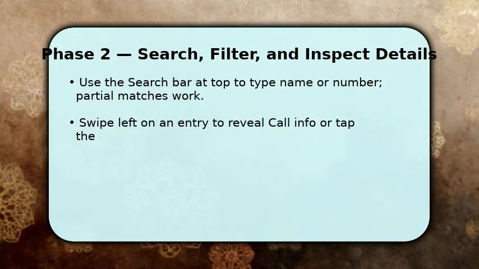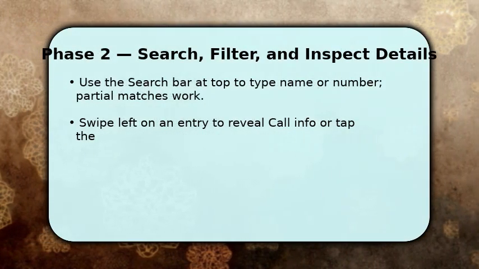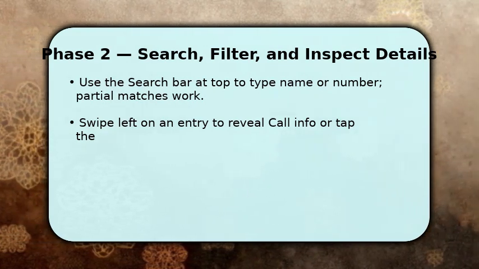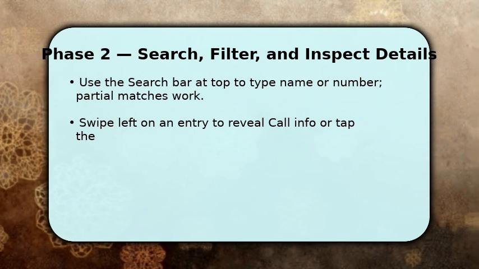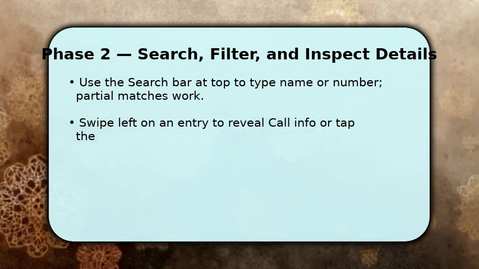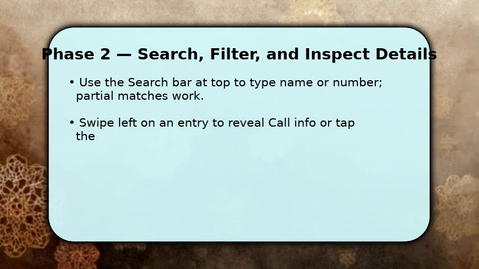You should now use the search bar to type a name or number. The phone app supports partial matches, so short fragments work well. Once results appear, tap the right arrow or info icon to inspect the entry. This reveals duration, exact date, and call type.